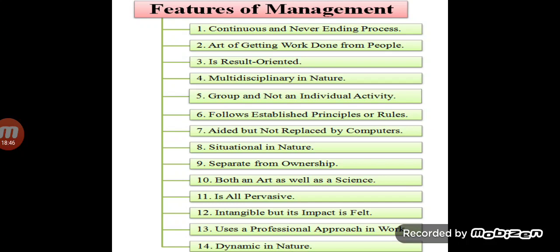13th point, uses a professional approach in work. Yes, management is a profession. Profession means getting the work done by others, and we have a particular degree to implement these things. So whatever activities we get done by others, we will implement in a professional way. We cannot be biased, we cannot be in a particular way in getting the work, but we must be professional to get the work done by others.